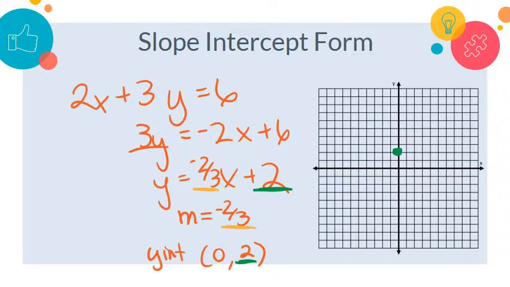If I count my slope, down 2, right 3, down 2, right 3, keep going. Go the other direction: up 2, left 3. Okay, so you need to know that slope and that y-intercept to graph your line.